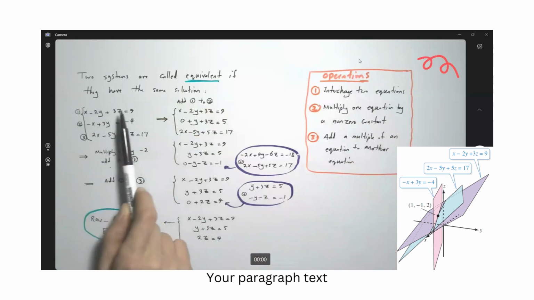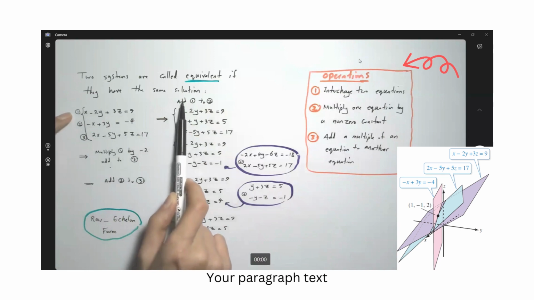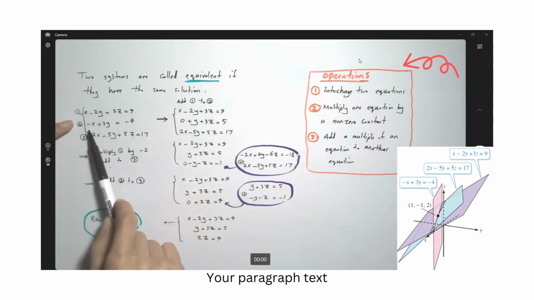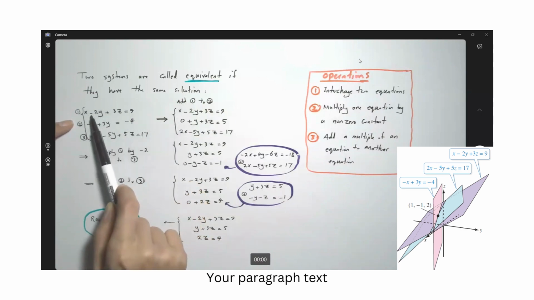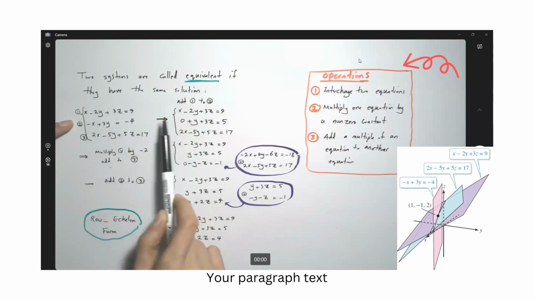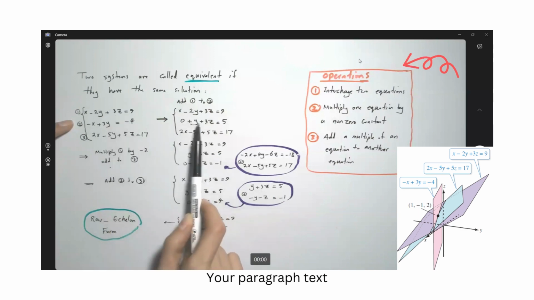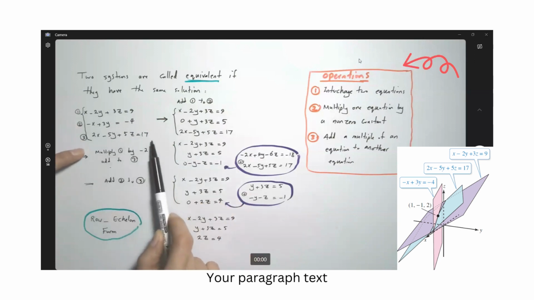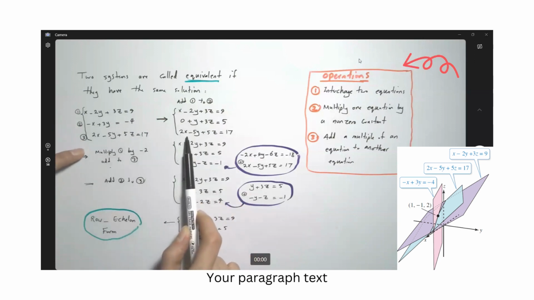So what I'm going to do here, I'm going to add 1 to 2. So I'm taking equation 1 and adding it to equation 2. x minus x becomes 0. Negative 2y plus 3y is y, and 3z stays here. 9 minus 4 is 5. We copy down the last equation as well.